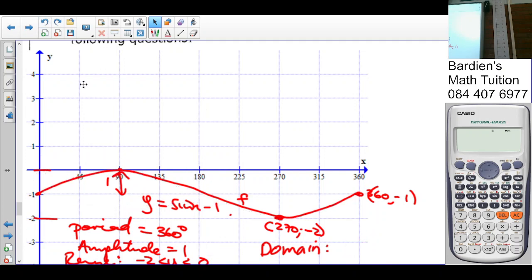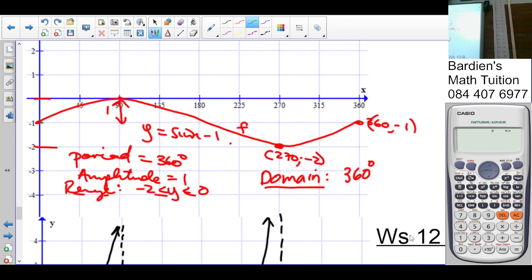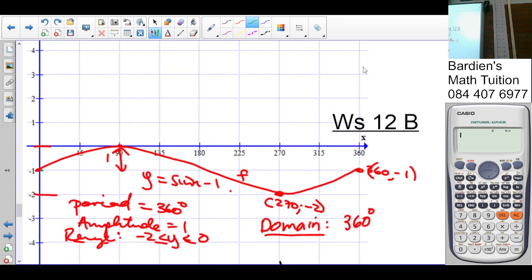The next question. F is increasing. So if we look at this part of the graph here, what do you notice? Look at this part of the graph, what do you notice? As you move from left to right, as x increases, what do you notice about this graph? It's increasing from there to there.